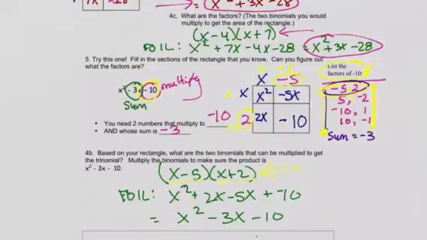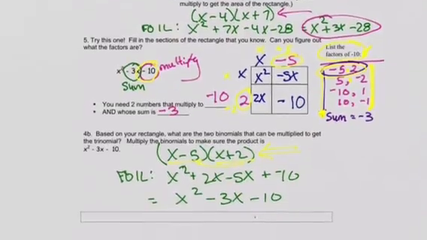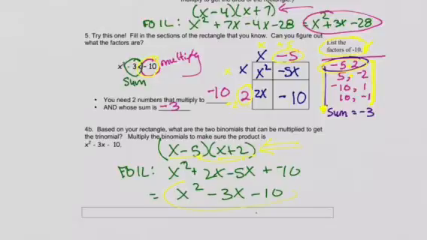And if I FOIL them, careful with the signs, remember negative 5 times 2, you got that negative 10 there. Gives me x squared minus 3x minus 10. Okay? And that is indeed the trinomial that we started with.